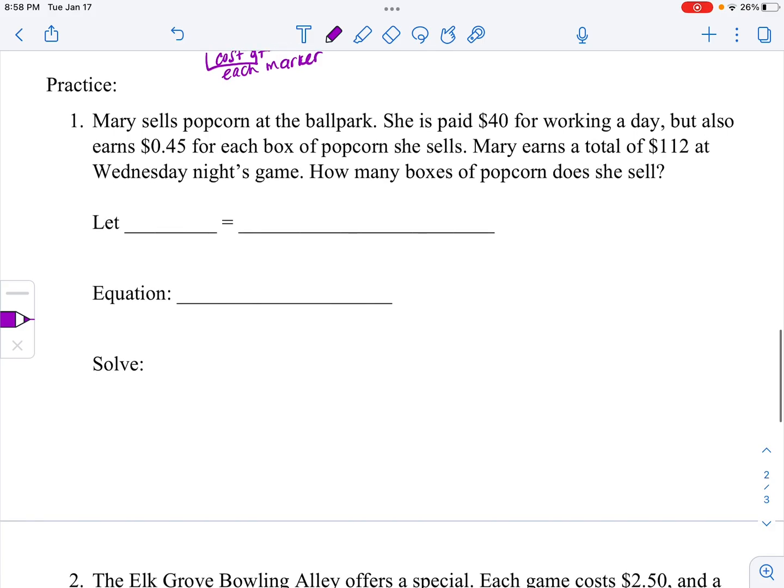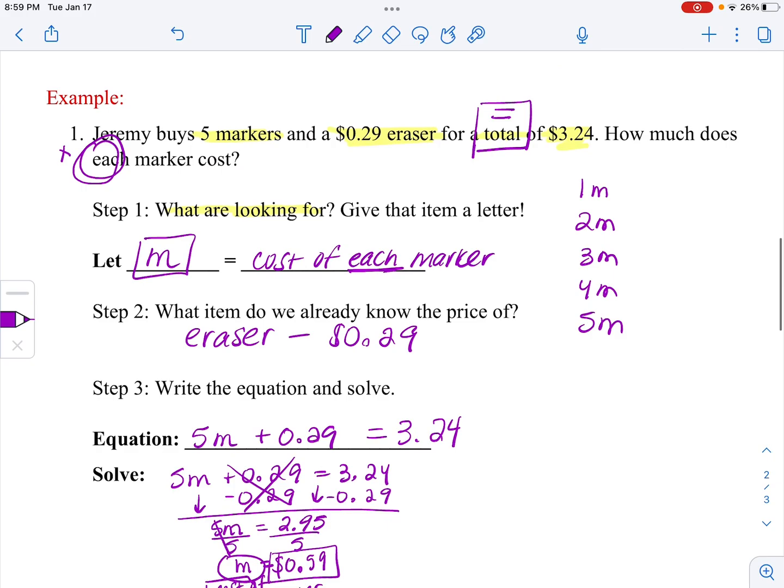This one says, Mary sells popcorn at the ballpark. She is paid $40 for working a day, but also earns 45 cents for each box of popcorn she sells. Mary earns a total of $112 at Wednesday night's game. How many boxes of popcorn does she sell? So I got rid of the steps. We can look at them again.